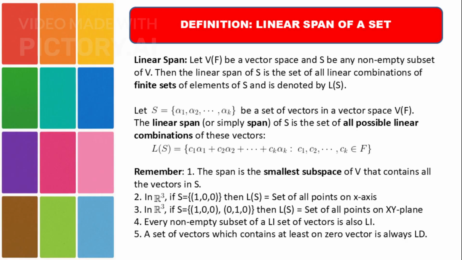Second, in R cubed, if S equals {(1, 0, 0)}, then the linear span of S will consist of all points on the x-axis. Third, in R cubed, if S equals {(1, 0, 0), (0, 1, 0)}, the linear span of S will consist of all points in the xy plane. Fourth, every non-empty subset of a linearly independent set of vectors is also LI. Fifth, a set of vectors which contains at least one zero vector is always LD.